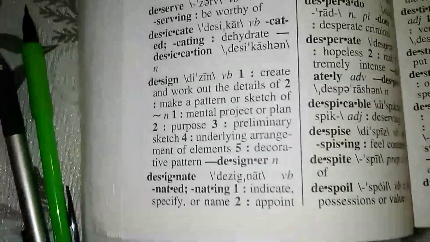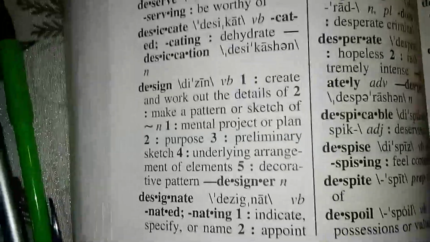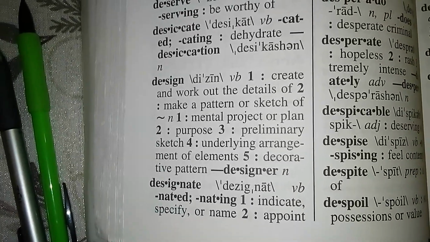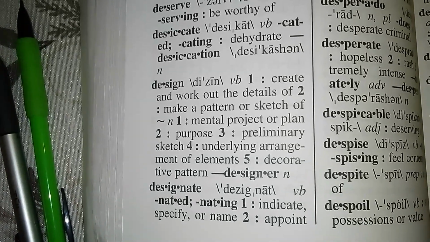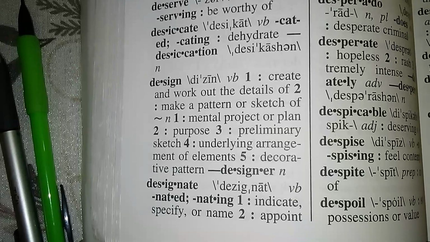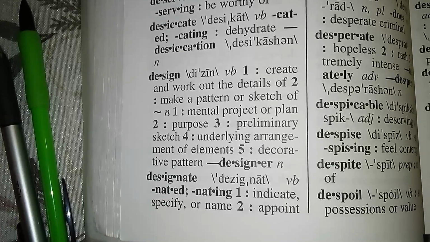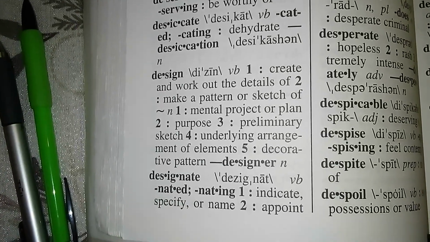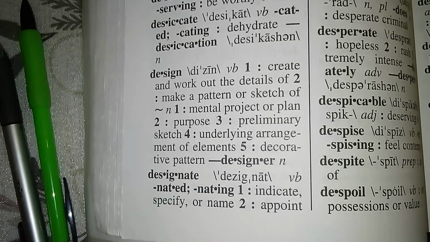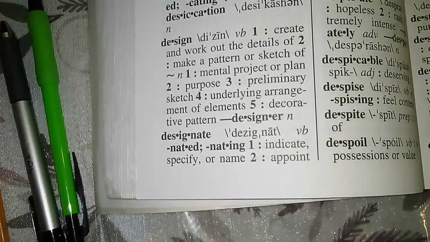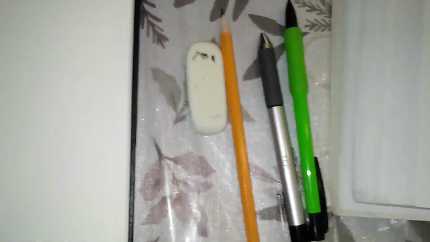Okay, so let's first start with this. I've brought a dictionary, and yes, I'm using a paper dictionary. So let's look at this. This is the Webster Dictionary. Design: create and work out the details of. Make a pattern or sketch of. Mental project or plan. Purpose. Preliminary sketch. Underlying arrangement of elements. Decorative pattern. And then you go into designer. That right there is the meaning of design, at least from the standpoint of a dictionary.